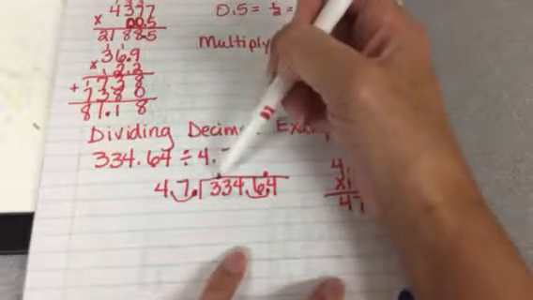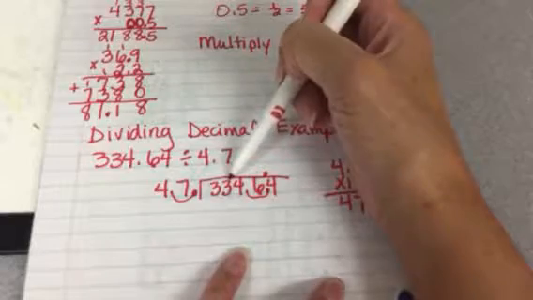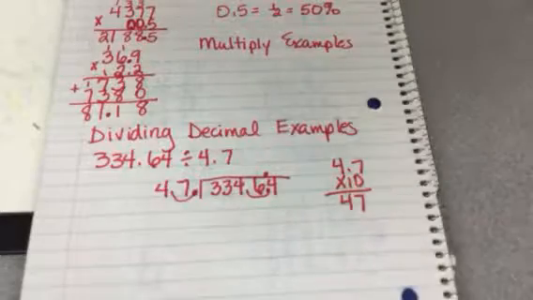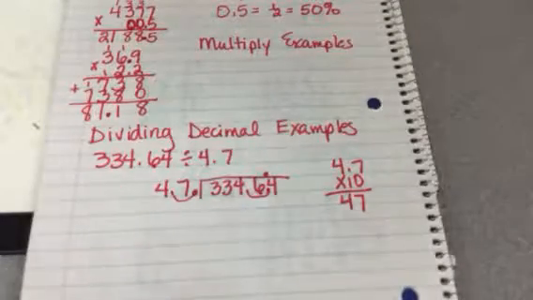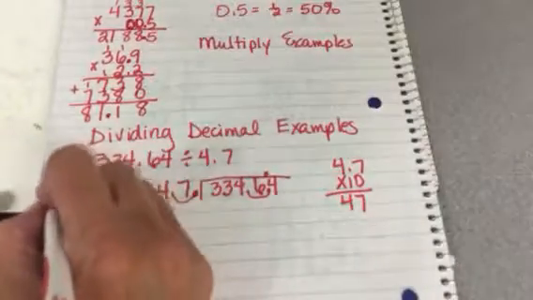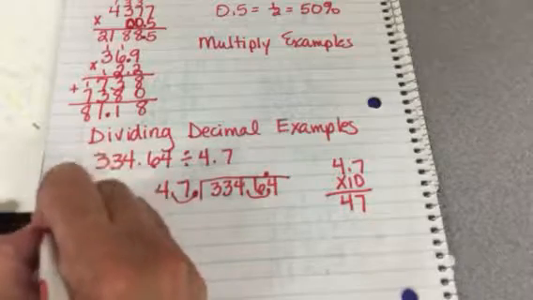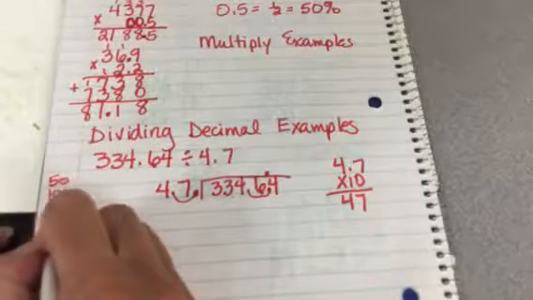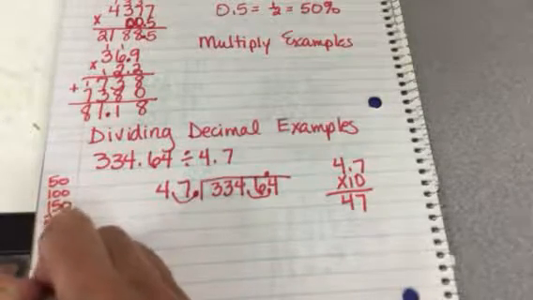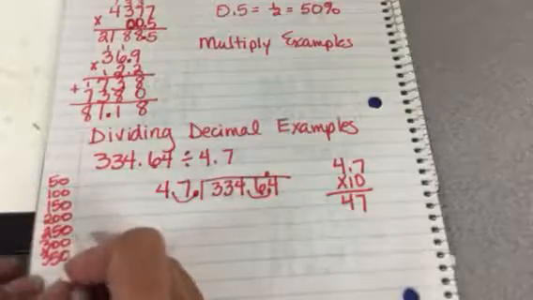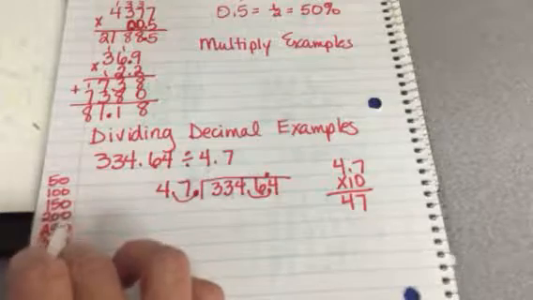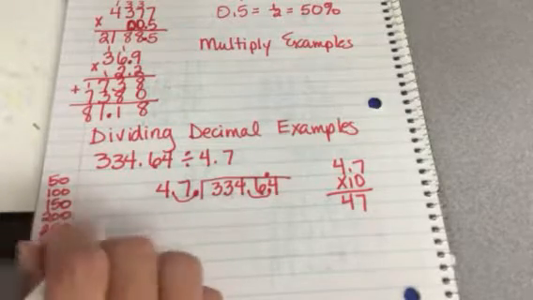So 47 doesn't go into 3. It doesn't go into 33. So we need to decide how many times it's going to go into 334. Well, what I'm going to think about is 47 is pretty close to 50, so I'm going to go by 50, and I'm going to say 50, 100, 150, 200, 250, 300, 350. So let's see. 47 may go 1, 2, 3, 4, 5, 6, between 6 and 7 times.